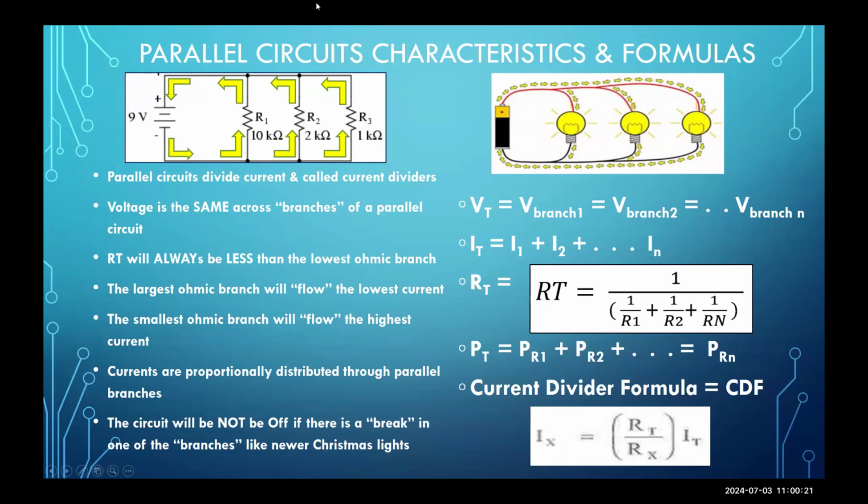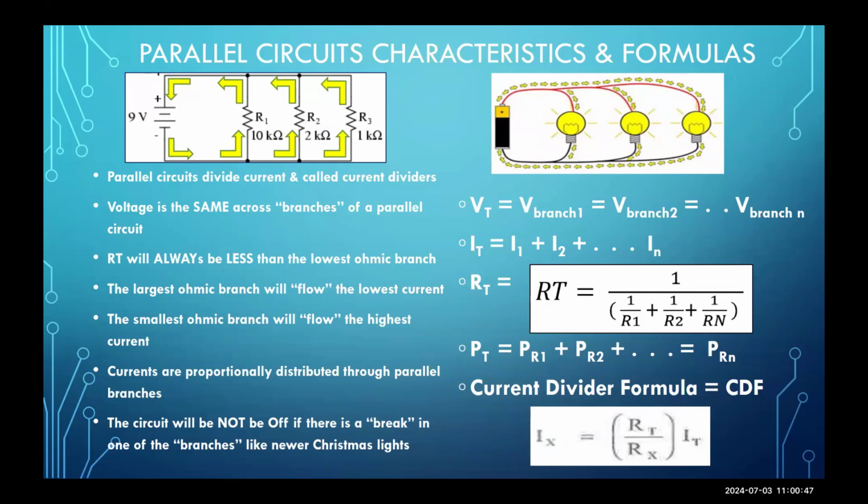Next, the largest ohmic branch will flow the lowest current. So the 10K ohm resistor of these three, being the largest ohmic branch, will have the lowest current, the most restricted path for current to flow. Whereas the next bullet point, the smallest ohmic branch, the 1K ohm resistor, has the least resistance.